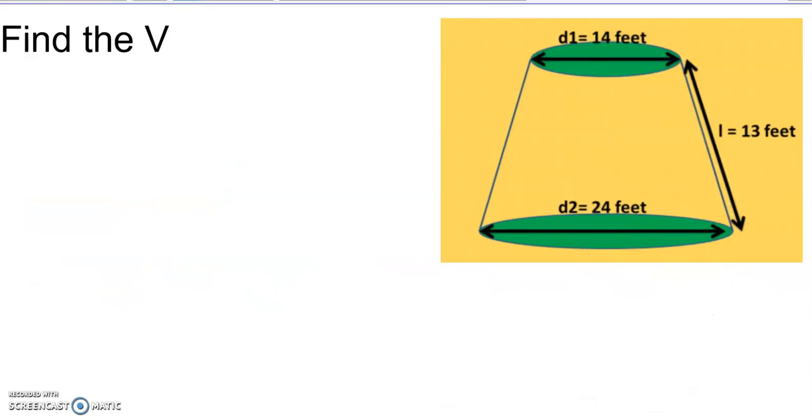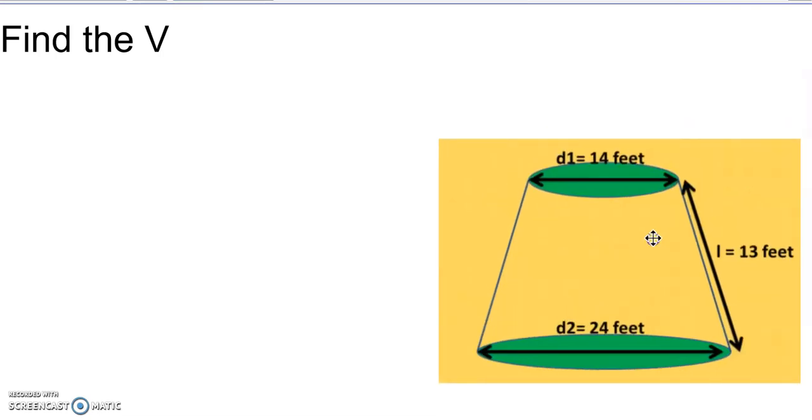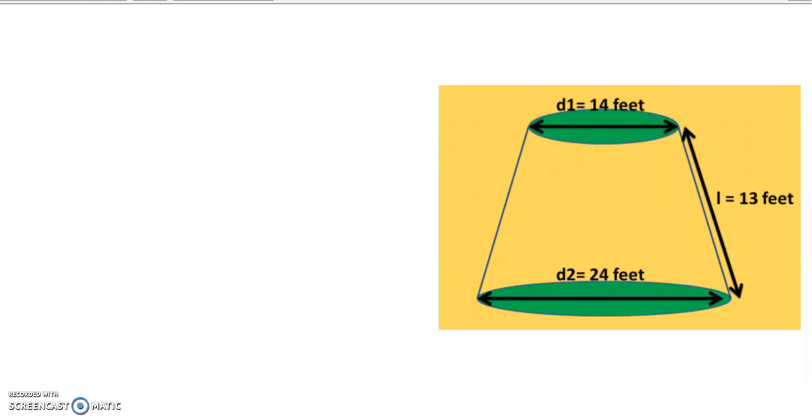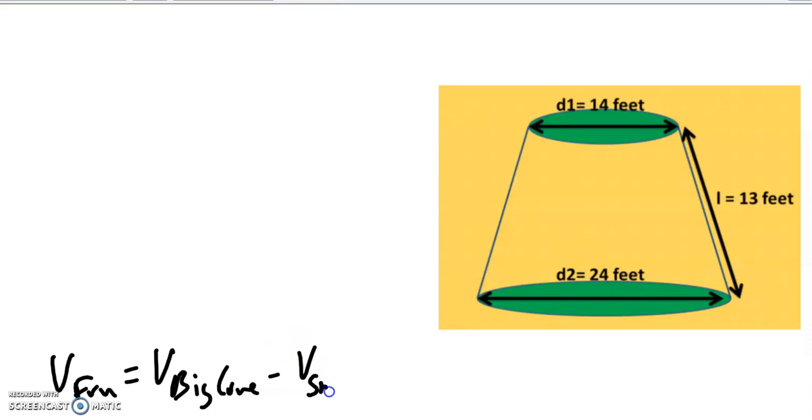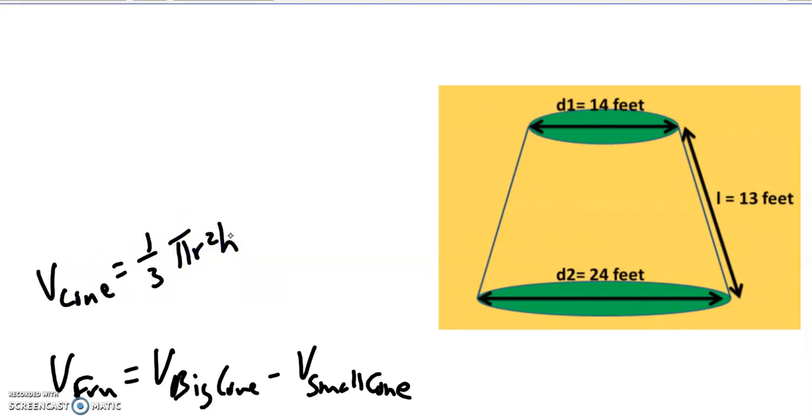Same exact problem. Okay, I'm going to go ahead and move this down just a little bit here so I have a little more room. And volume's going to be a little bit easier on this because we don't have to think about the bases. So volume of the frustum is going to be volume of the big cone minus volume of the small cone. All right, so now volume of the cone, if you recall, is 1/3 pi r squared h. Well, we don't have h.